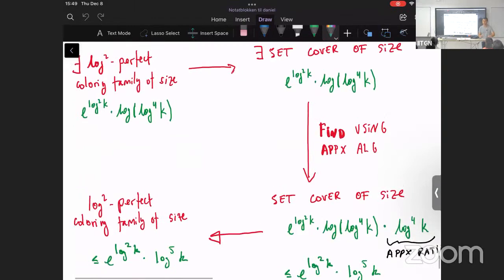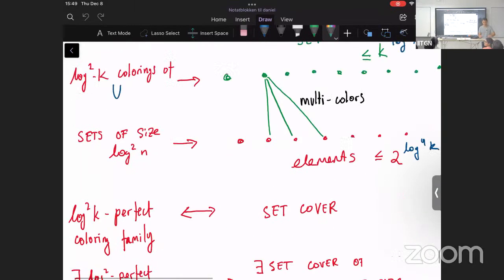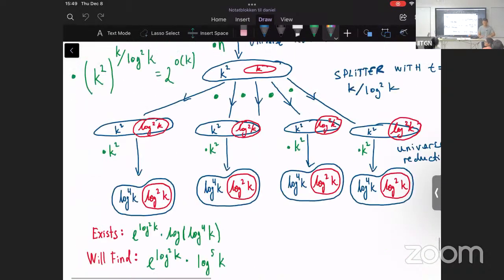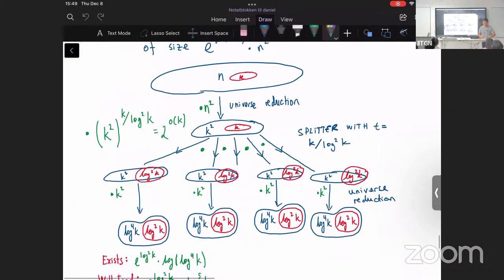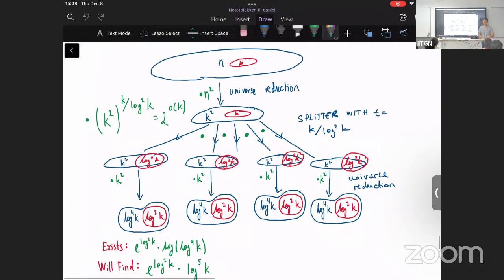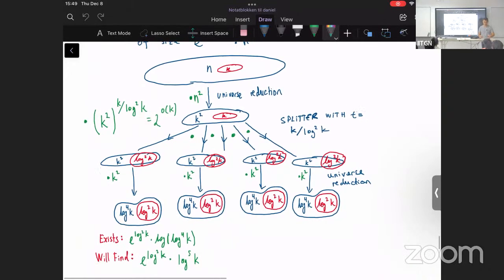This diagram or the previous one? Shouldn't it be like the k-square thing? I was wondering, because earlier it was n and the cost you were paying was n squared. Here the universe size is k square. Oh, it should be k to the 4. Yeah, you're right.